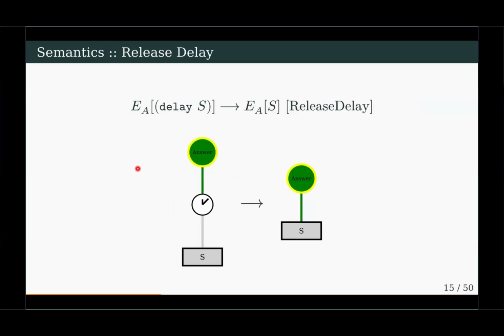Okay, sorry about that. Right, so as we saw, the delay moved up the tree. The way we actually get rid of these delays is this example of something happening right below our answer stream. Once it's right below the answer stream, we'll just release the delay and then keep evaluating the search tree.